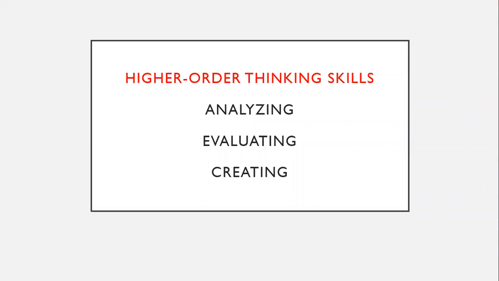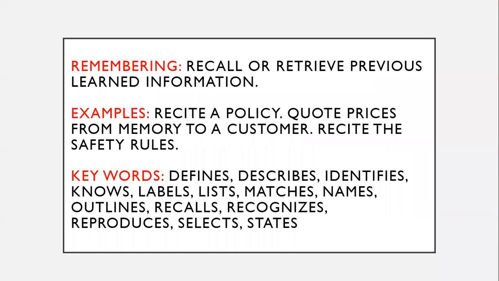Next one, the higher order thinking skills: analyzing, evaluating, and creating. Okay, for remembering, what you usually need to do at this level of thinking is recall or retrieve previously learned information, meaning you're just going to deal with the literal details or information that you obtained from the text.